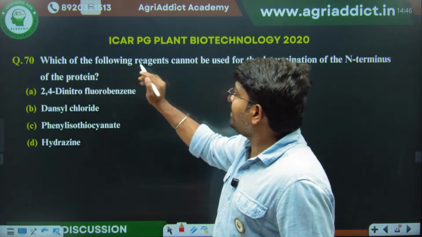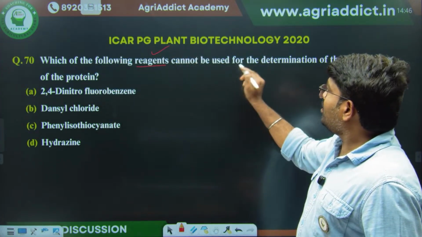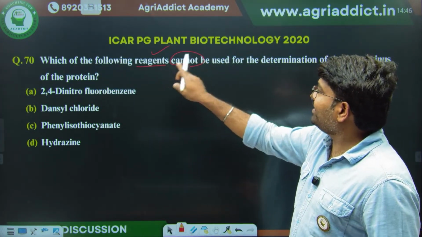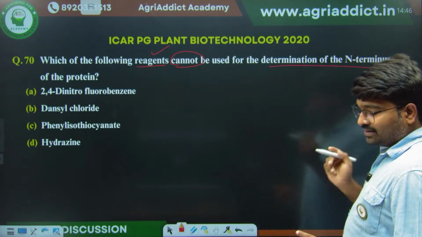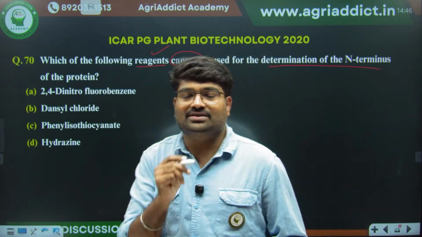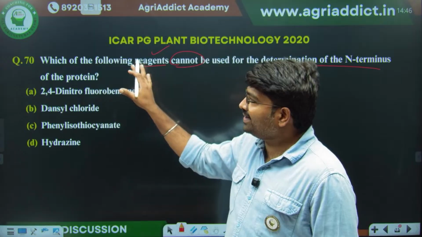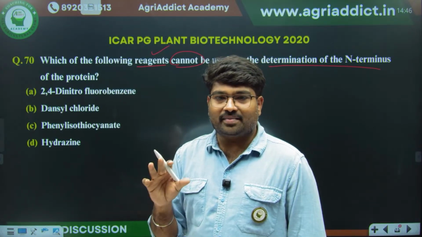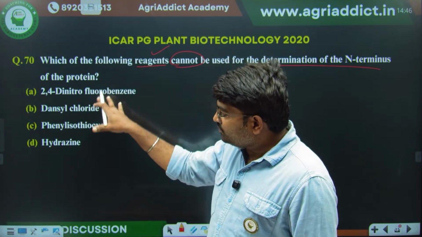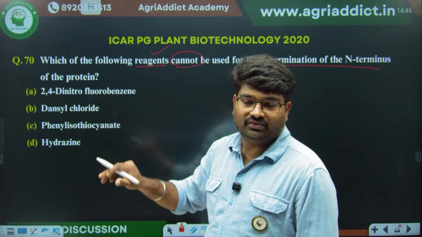Which of the following reagents cannot be used, read the question properly, cannot be used for determination of the N-terminus of a protein? If you want to determine the N-terminal of a protein, different chemicals we will use. Among them, which we will not use for determination of the N-terminal?